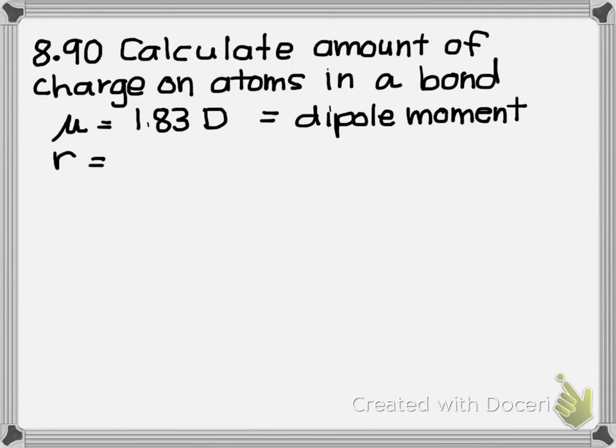They give me a bond length, which is R, and they give it as 91.7 picometers. Now, actually, in the textbook, it says 917 picometers, but I investigated this and discovered that there was a typo. So in problem 8.90, it should be 91.7. And this is the bond length.